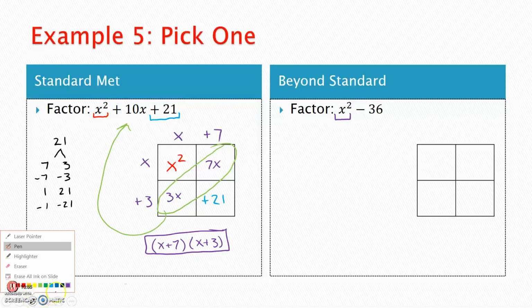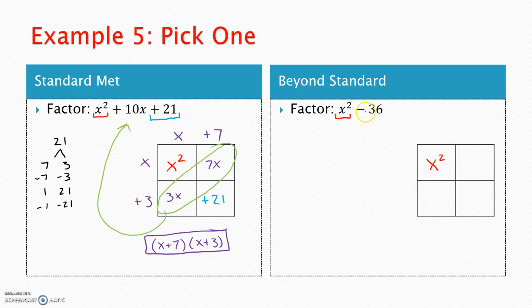Let me use a different color here so we can stay consistent with the whole red. Alright, so here we go. That x squared is still the same. It's still there, right? That's still going to go in the very first box. Now remember, the negative 36 here, it's very similar to the positive 21. That's our constant term. That's the guy that doesn't have a variable. That guy goes at the very, very end. Negative 36, so it's like, what the heck?